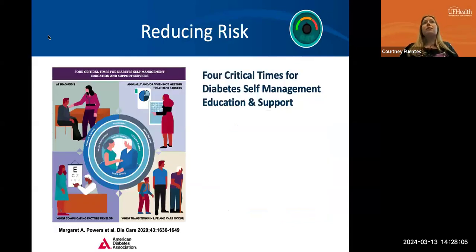For diabetes education specifically, the guidelines recommend 4 critical times when people need additional education or support with diabetes management. A diagnosis is a big one, because there's so much information to cover in detail. I just gave you an overall high-level view of management. Going into the management and how it fits for the individual is really important.